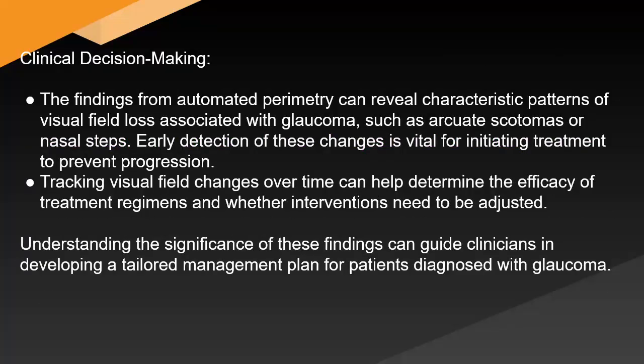Clinical decision-making. The findings from automated perimetry can reveal characteristic patterns of visual field loss associated with glaucoma, such as arcuate scotomas or nasal steps. Early detection of these changes is vital for initiating treatment to prevent progression. Tracking visual field changes over time can help determine the efficacy of treatment regimens and whether interventions need to be adjusted. Understanding the significance of these findings can guide clinicians in developing a tailored management plan for patients diagnosed with glaucoma.